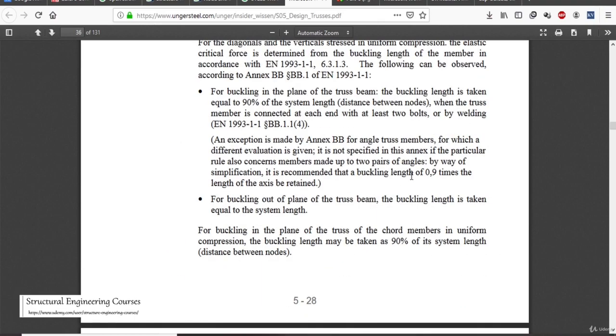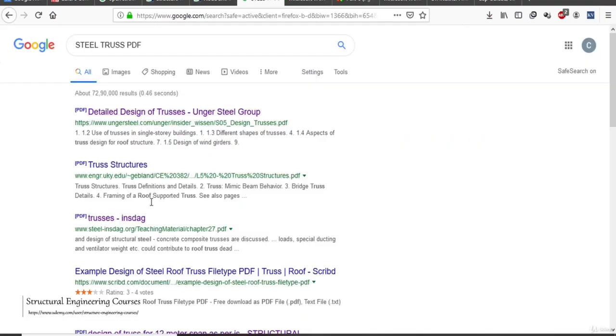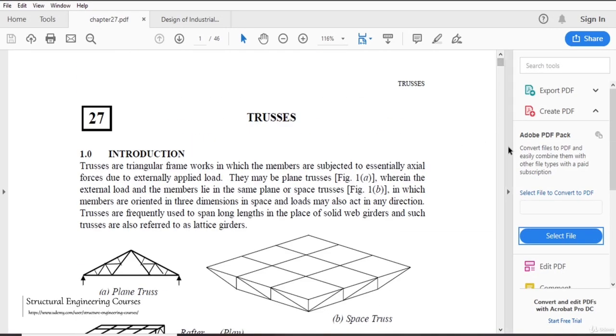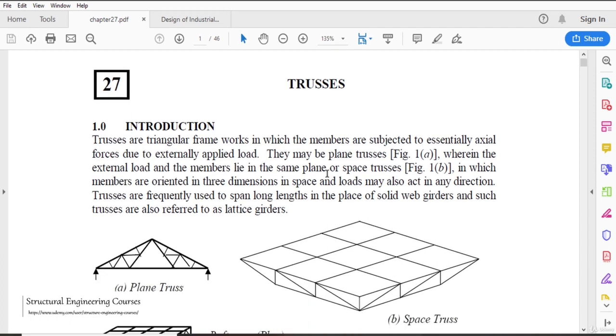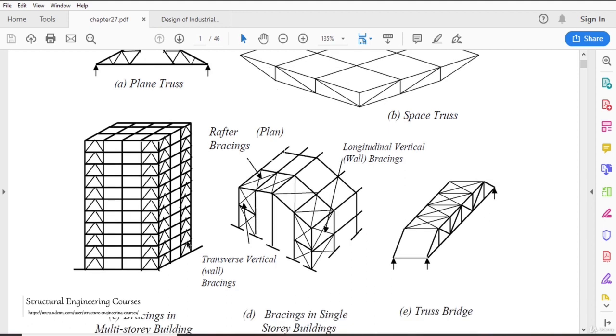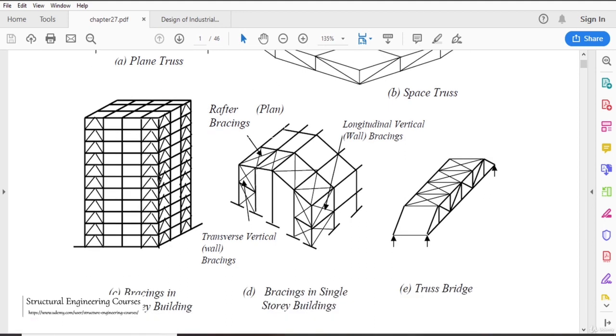And coming back to the other file here, that is trusses by steel instruct. So this is the file that has been provided by the instructor. So again, this is called a plane truss, this is called a space truss. This is a bracing in a multi-story building. This is again the plan bracing as well as the elevation bracing. This is the truss bridge, or we can also refer to it as a foot over bridge, or sometimes as bowstring bridges.